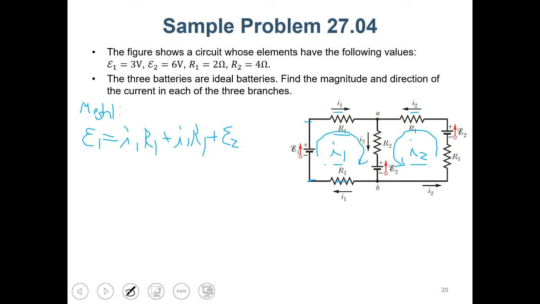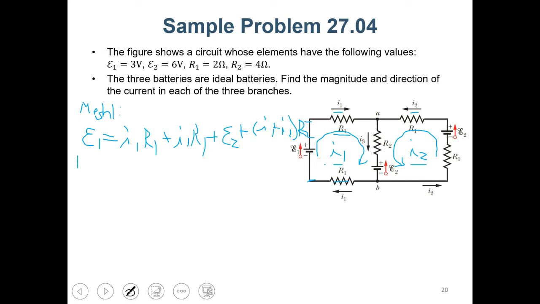But for R2, the current should be I1 plus I2, times R2. Because I1 is clockwise, for R2 it should be positive, and I2 is counterclockwise, which means that for R2 it is in the same direction. So we have I1 plus I2 times R2.